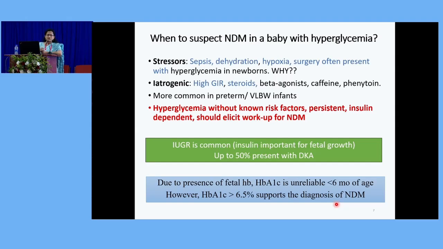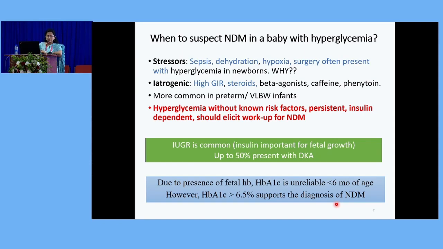So, important thing to remember, all of you who would have worked with newborns know that in newborns hyperglycemia is not uncommon, and it is a common response to various stressors like sepsis, dehydration, hypoxia, surgery, and because of counter-regulatory hormones. Also iatrogenic high glucose infusion rates, which may be required especially in preterms and very low birth weight, then steroids, beta agonists, caffeine. So when there is hyperglycemia without known risk factors, if it is persistent or insulin dependent, then you should start thinking of neonatal diabetes.